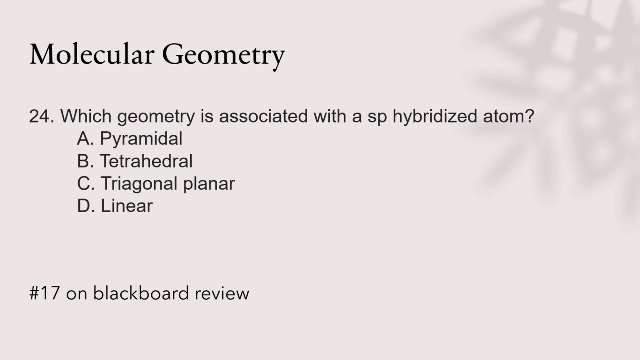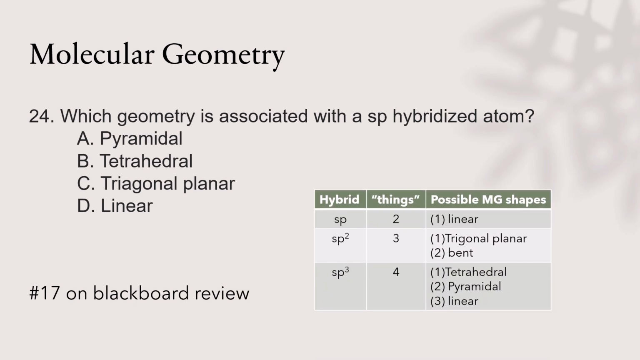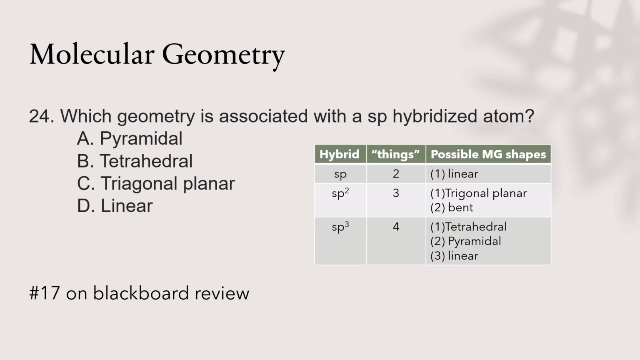Based off of what you just learned about sp hybridization and how it relates to molecular geometry, see if you can answer this question. Which geometry is associated with an sp hybridized atom? Remember, sp hybridized means there are only two things around it. So if there are only two things around it, the only possible choice is going to be linear. How do you know it's two things? Because there's one s orbital and one p orbital for a total of two.